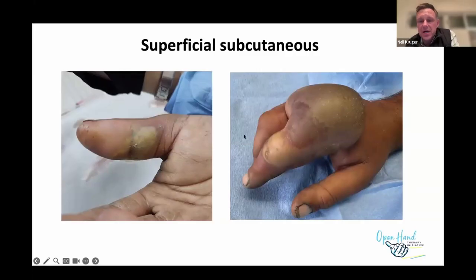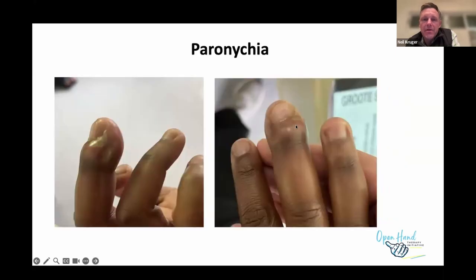Make sure that it drains nicely. Flucloxacillin as your empiric antibiotics for 7 days. If your patient is immunocompromised, put them on Augmentin for 7 days, as they often have gram negatives or anaerobes. A paronychial infection looks like this.